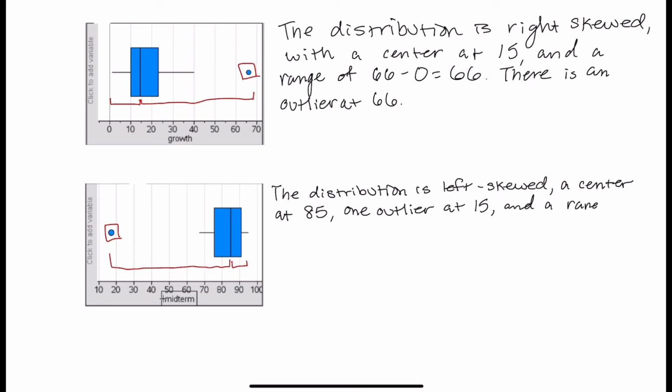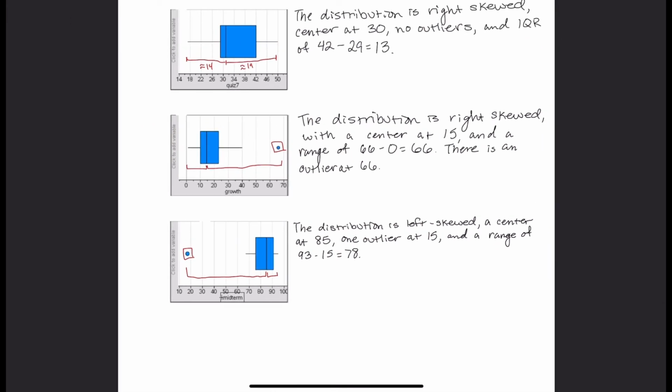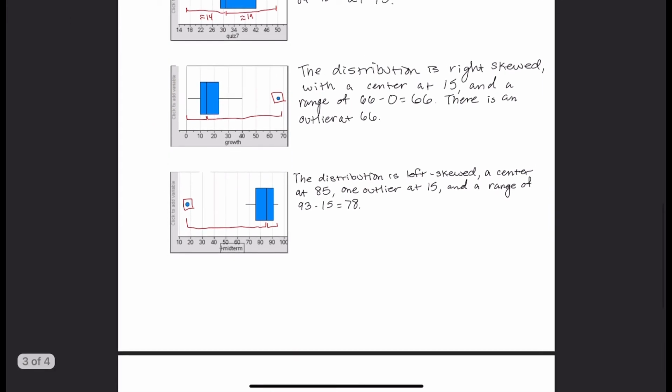Let's use our range again. I think we can call our maximum like 93, and we said our minimum was about 15. So if we're looking at 93 minus 15, that's going to give us a range of 78. And that's going to finish out our practice with comparing box plot distributions. Let's see what we have next.